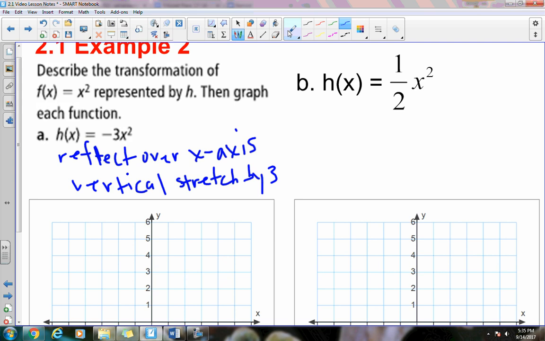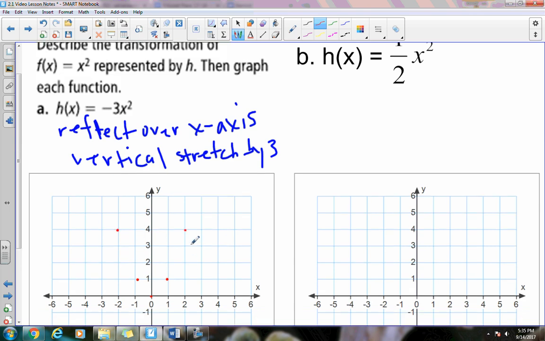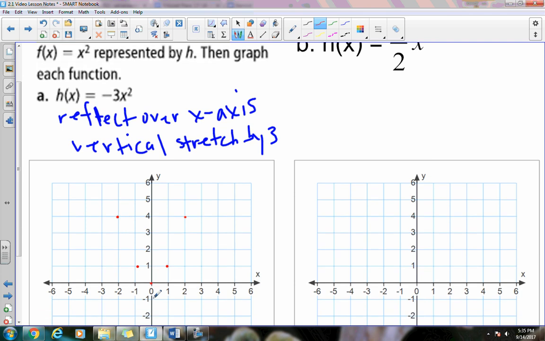Okay, so I'm going to start with my key points. 0, 0, 1, 1, negative 1, 1, 2, 4, and negative 2, 4. Oh, I should change the scale. That's all right. I'll leave it for now. But know that you can always change your scale how you need. But let's think about this. If I take 0 and multiply by a factor of 3, it's still going to be at 0. So this point doesn't change.